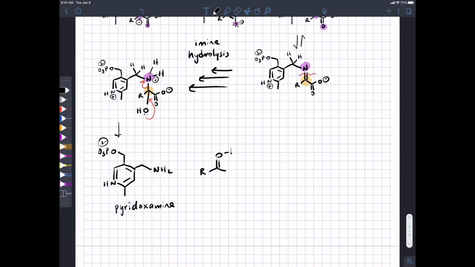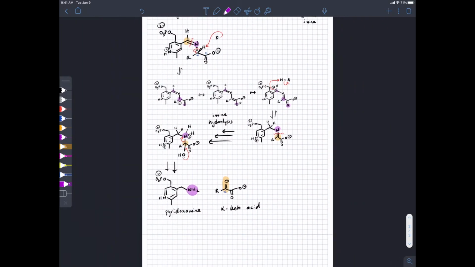And then left behind is this oxonium ion, where we can use the conjugate base of our acid to remove that proton, and then we get the alpha keto acid. The carbonyl group is now on the alpha carbon of our acid. The amino group is now attached to what used to be the carbonyl carbon of PLP. Okay? Questions you want to ask about that?